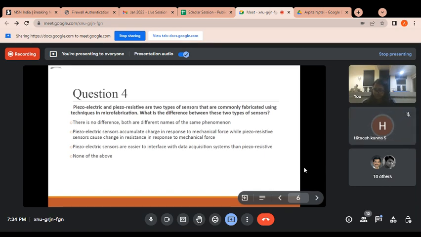Okay, anyone else? Yes, ma'am. I also think option 2 is correct. Okay, can you explain? Ma'am, piezoelectric sensors are sensors where, when there's mechanical force, there's a change in electricity, like the voltage. Whereas in piezoresistive, when mechanical energy is applied, there's a change in the resistance. So the second point states that.